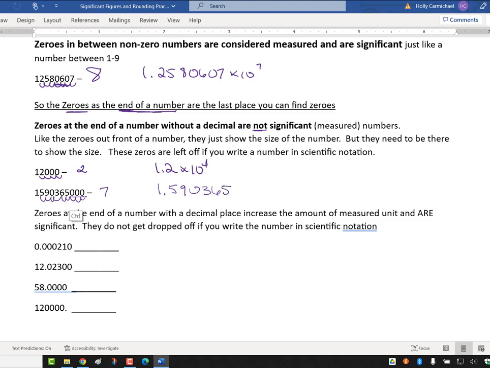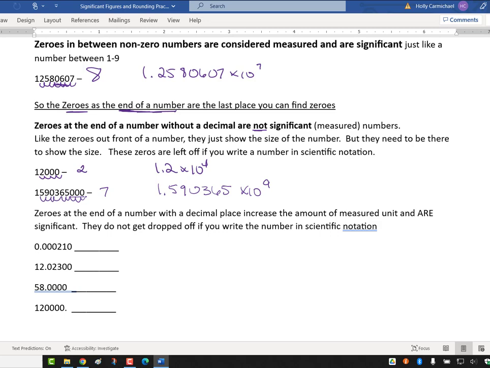I would leave those last 3 off, and it'd be times 10 to the 9th. All right? So then the difference is if you have a decimal place anywhere in the number, so you could have a decimal place out front, a decimal place in the middle, a decimal place at the end, any number that has a decimal place, any zeros at the end of the number, and those zeros could be before the decimal or after the decimal, but the key thing is they're at the end of the number.